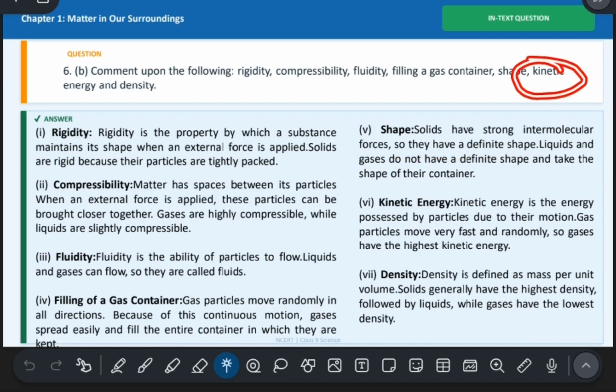Now kinetic energy. Kinetic energy is the energy possessed by particles due to their motion. So gas particles move very fast and randomly. So gases have the highest kinetic energy. Now last is the density. Density is defined as mass per unit volume. Solids generally have the highest density, followed by liquids, while gases have the lowest density.